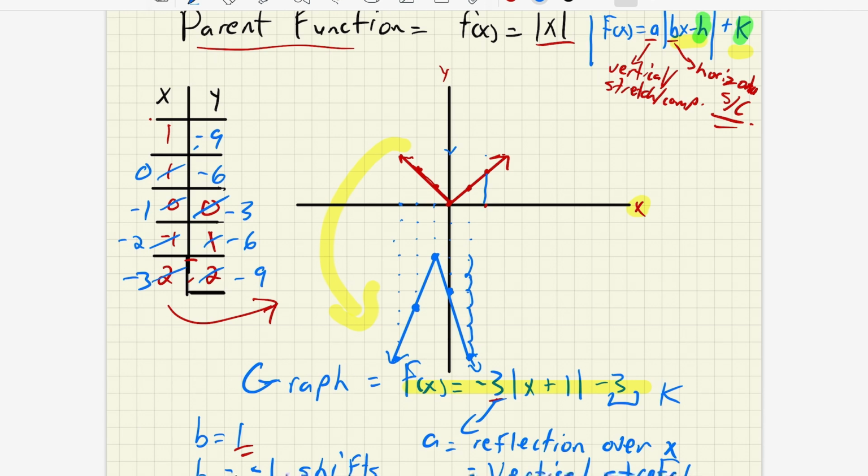And so, similar to our previous functions, using the transformation algorithms, we can also easily translate an absolute value function.